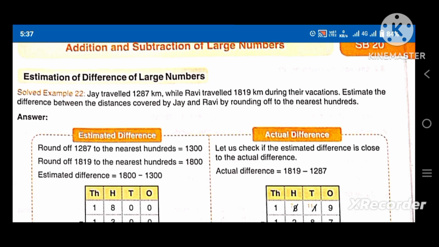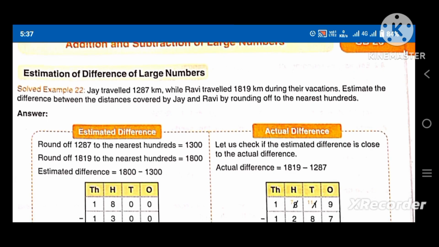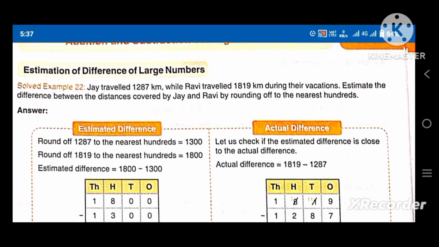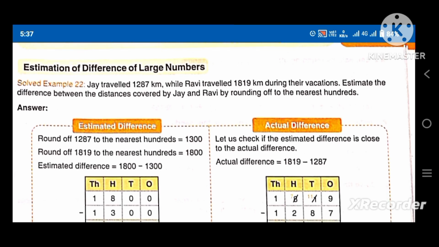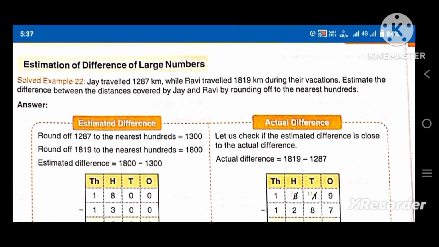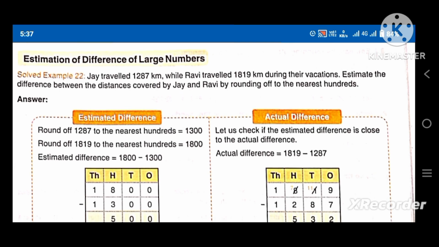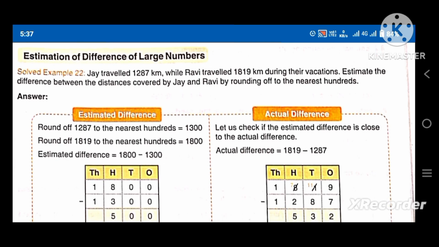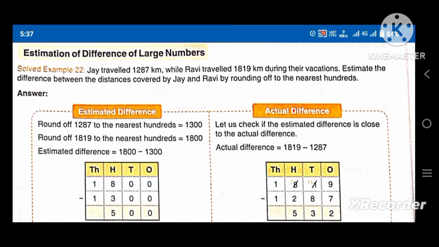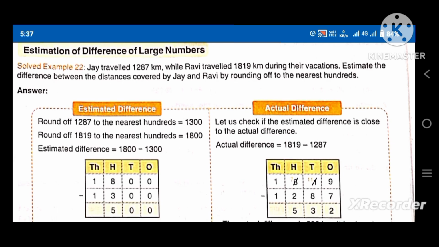Jay travelled 1287 km while Ravi travelled 1819 km during their vacations. Estimate the difference between the distance covered by Jay and Ravi by rounding off to the nearest hundreds.